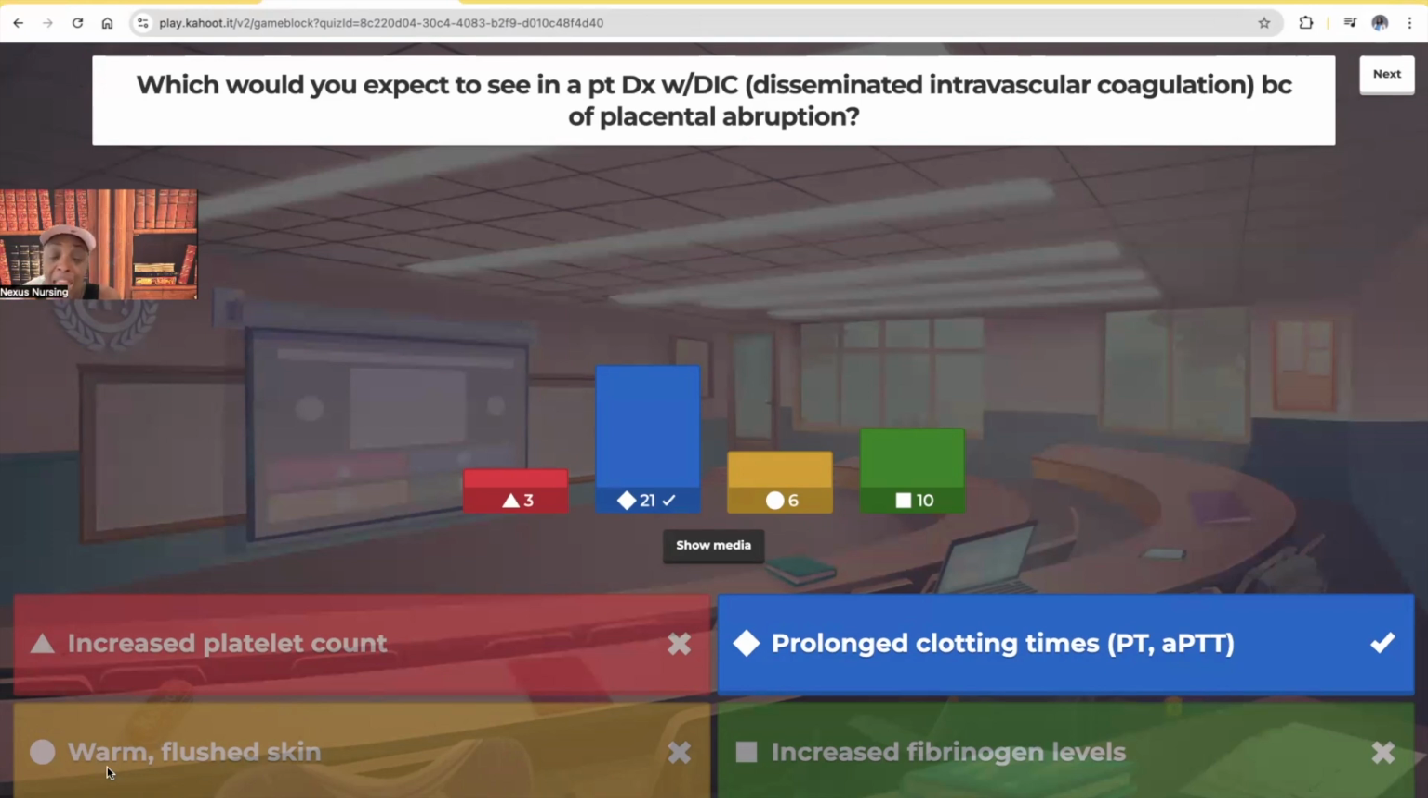So then they start to bleed. And then the body makes more clotting factors. Then they start to clot. But then all those clotting factors get depleted. So they start to bleed. So it's a horrible cycle. This is a pathological cycle of clotting, then bleeding, clotting, and bleeding. Primarily bleeding because those clotting factors are being depleted, right?